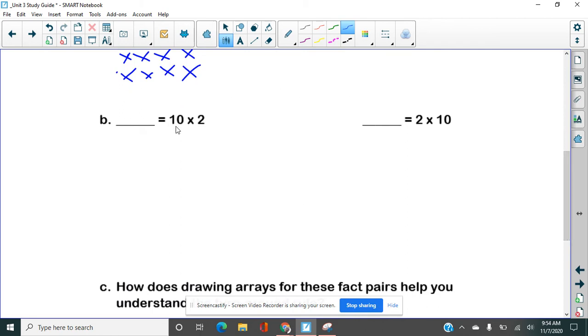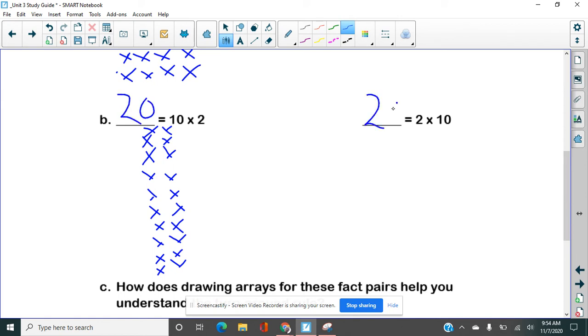All right, here we go. So B, first thing I want you to do, grab your notebook. I would like for you to draw an array for 10 times 2, 10 groups of 2. Go ahead and draw that. All right, so 10 groups. 3, 4, 5, 6, 7, 8, 9, 10. I'll have to put those up here. And each one has 2 in it. How much is 10 times 2? It is 20. And then, so 2 times 10 also has to be 20.